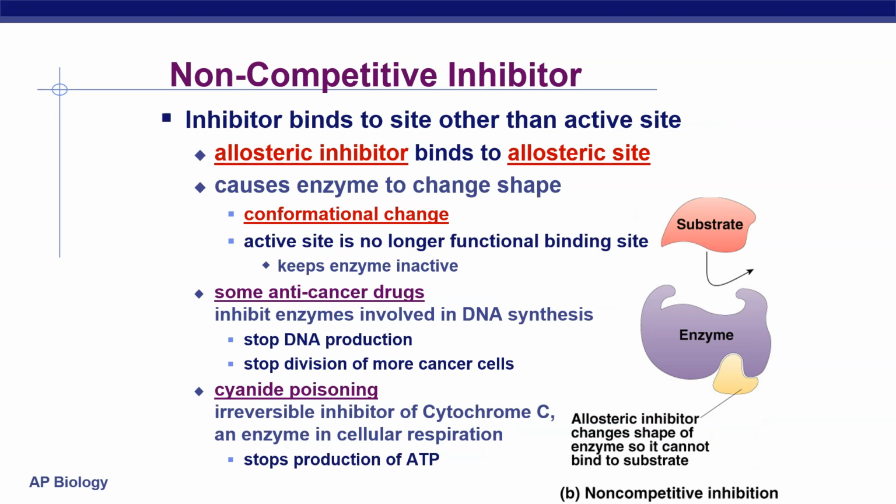Now, non-competitive inhibitors will bind to an off-site thing called an allosteric site. That's going to bind to an area away from the active site, but when it does so, it causes the enzyme to change its shape, changes its conformation. Because of that, the active site is no longer the same shape, and it basically helps block it. Anti-cancer drugs and cyanide poisoning are great examples of this, and we'll examine cyanide poisoning.